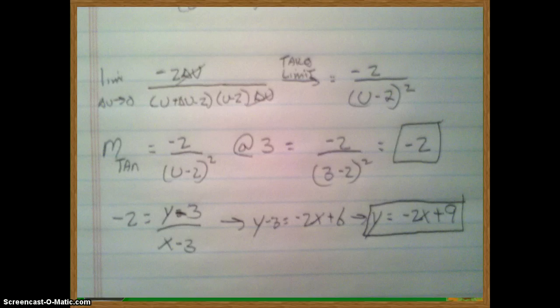Okay, now if I want to know what the actual slope of the tangent line is, substitute our point. u equals 3. I have negative 2 over (3 minus 2) squared, which is negative 2. So at the point (3, 3), for that original function, the slope of the tangent line is negative 2. And then just using simple algebra, set the slope equal to the difference of the y's over the difference of the x's, and you wind up with slope-intercept form, y equals negative 2x plus 9. That would be the equation of the tangent line at the point (3, 3).